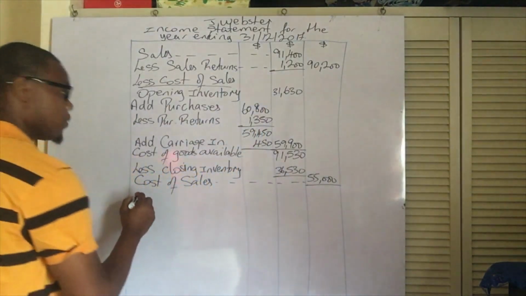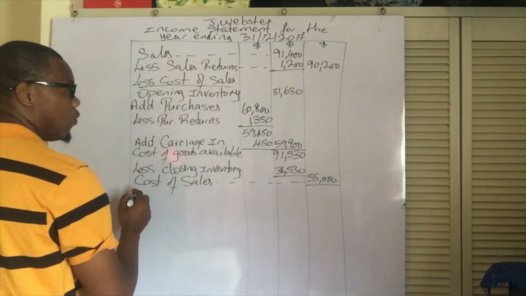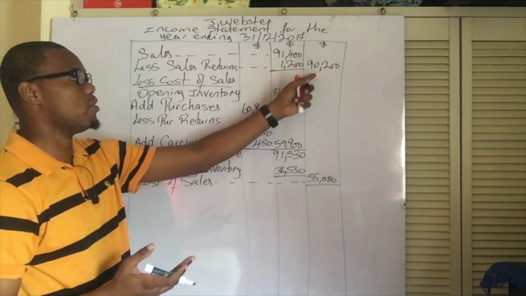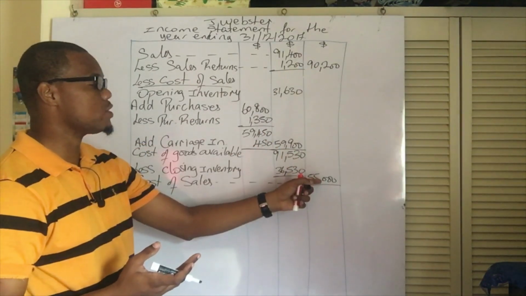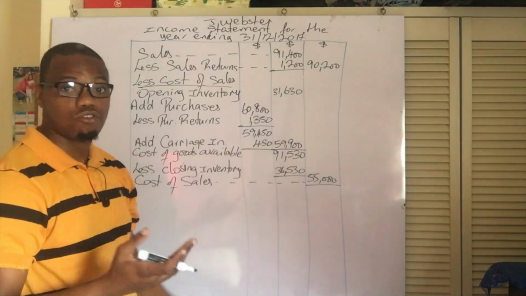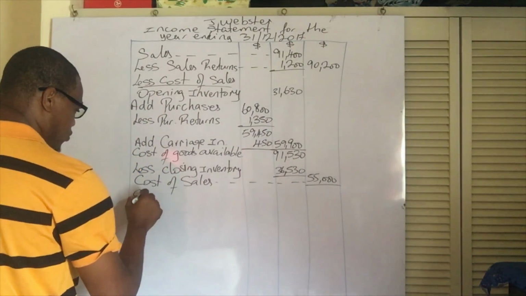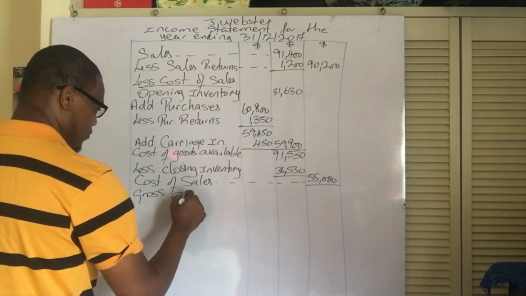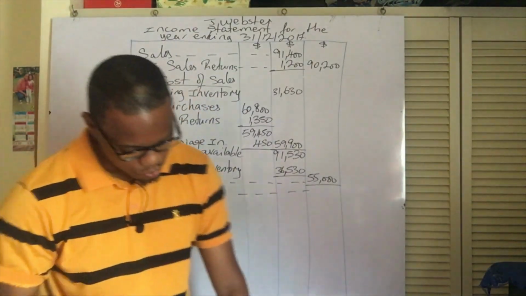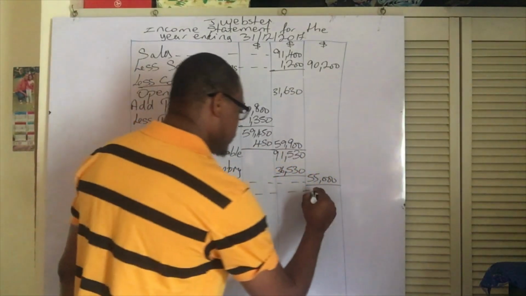All right, and then now we are going to subtract our cost of sales from our net sales to get our gross profit. And the only reason why I know that it's a gross profit is because the cost of sales is smaller than the net sales. If the cost of sales was larger than the net sales, then it would be a gross loss, right? You don't normally find that, but it can happen. All right, so the gross profit here now would be 35,200.